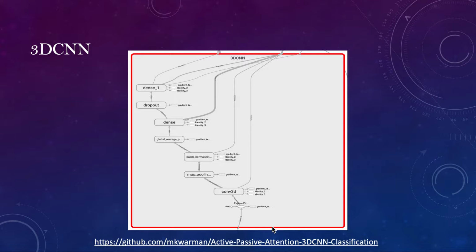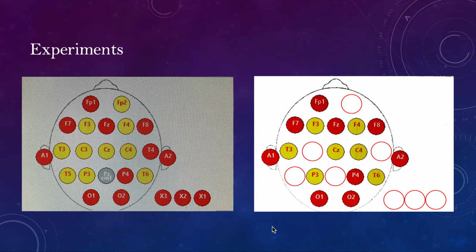Our 3D CNN model, as stated before, was created to process our data. This picture is a representation of the architecture of the model. We also created a GitHub repository that houses all the code for this 3D CNN and data used in this study. It can be found by using the link on the slide.